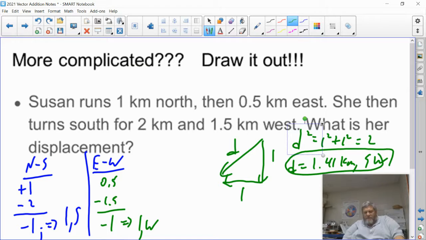So when you have multiple directions, just look at everything that's north and south, and add them together. Look at everything that's east and west, and add them together, or subtract them if they're in the opposite direction, and then use those two at the end to make your triangle.